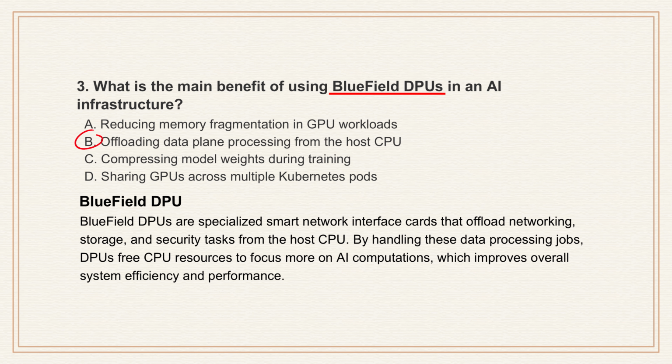So instead of the CPU being the main brain and the traffic cop for all the data, the DPU takes over as the specialized traffic cop. So for you, the listener, this means more of your expensive CPU power is actually doing AI work, better efficiency. That's a really good analogy.